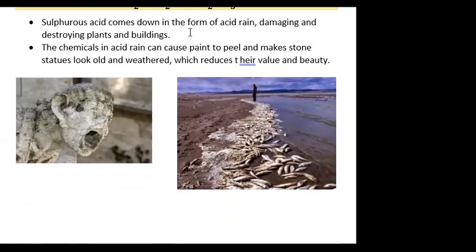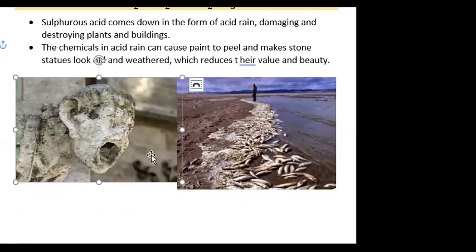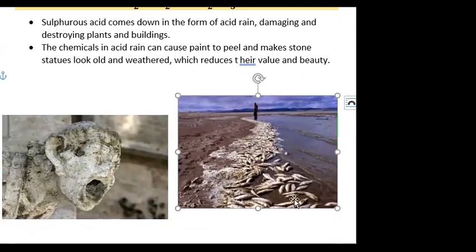Okay, do you know where we are? Sulfurous acid comes down in the form of acid rain, guys, and acid rain is very damaging. It damages plants, it damages buildings. Have you guys ever seen buildings that look eroded, or statues that look eroded, such as the one on the page? Yes, you've all seen it, right? And that is specifically because of acid rain.